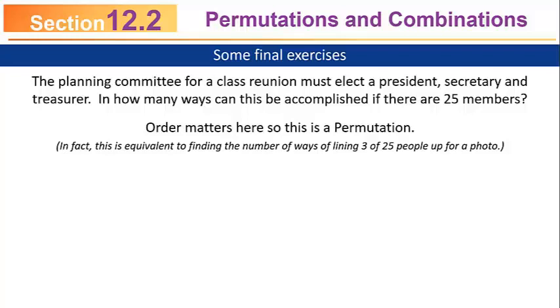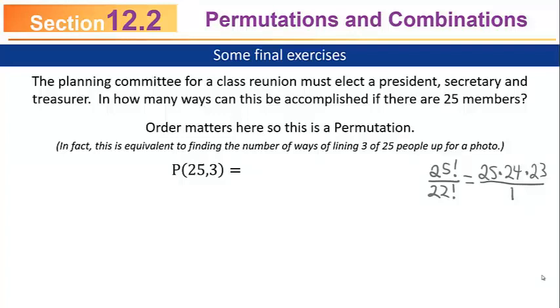It's a permutation. In fact, it's equivalent to a problem we've done earlier where we were taking a group of people and pulling some out and lining them up for photos, and we would know how many ways we could do that. Same thing here with president, secretary, and treasurer. So this is a permutation of 25 things taken 3 at a time. So using the formula for permutations, that would be 25 factorial divided by 25 minus 3, which is 22 factorial.